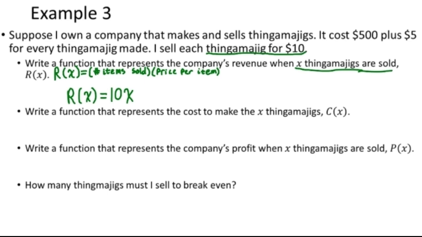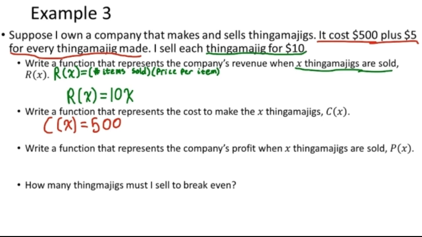Next, we want to write a function that represents the cost to make X thingamajigs. We're going to call this C of X. Now, going through the problem, we have to identify what all of our costs are. First, we're told that it costs $500 plus $5 for every thingamajig made. So no matter what, I have to spend $500. This $500 is often referred to as a fixed cost. This is a cost that we have to pay no matter what, pretty much the price of operation.